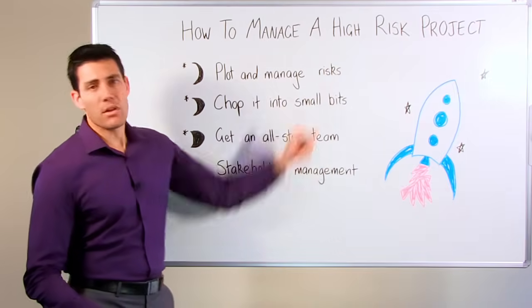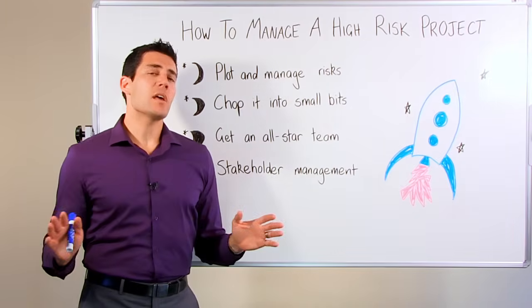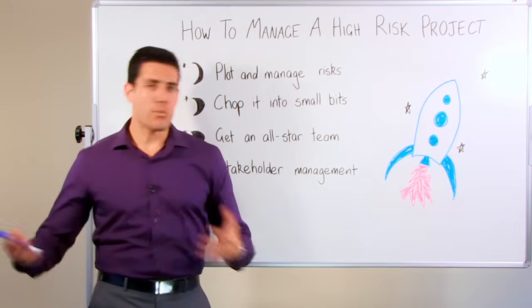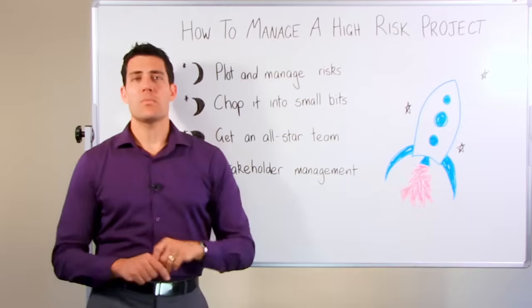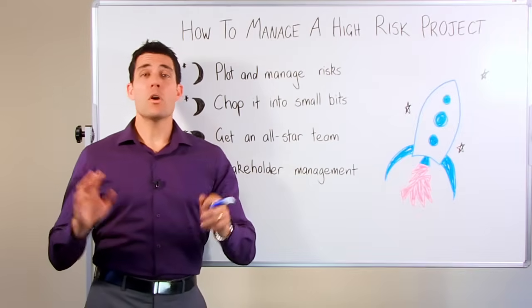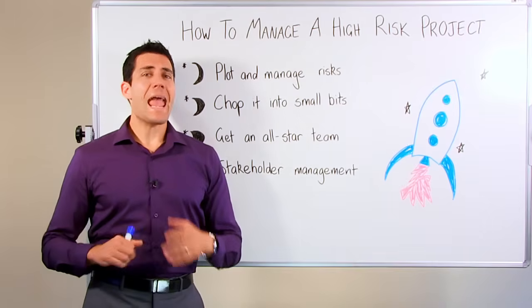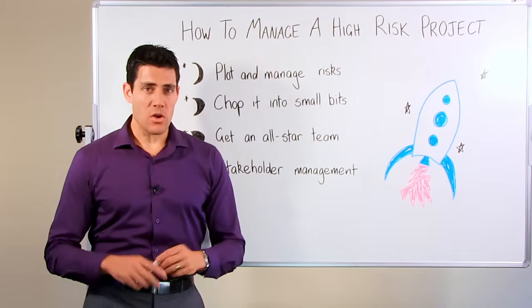First off, you need to plot and manage the risk. Of course, you do that as part of your risk identification and risk quantification process. You get the project team together, you plot out at the start of the project where all the things that could go wrong are, how likely they are to go wrong, what the impacts might be, and develop mitigation strategies on each of those risks.